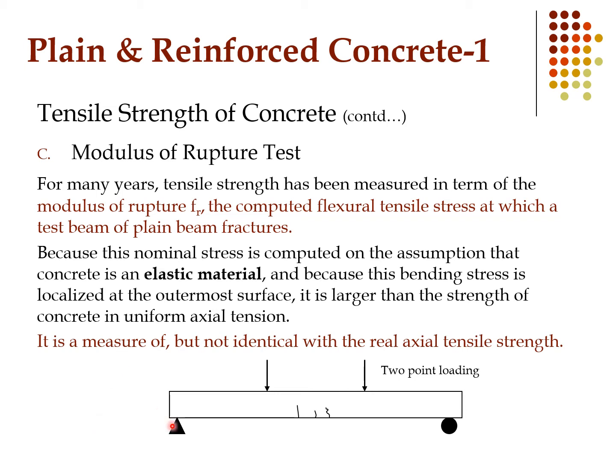It is again an indirect method of determining the tensile strength, but it is not identical with real axial tensile strength. So what we will do is cast a beam and apply four-point loading. So this is one point, second point, third point, and the support is also acting as a fourth point. Sometimes we also call it two-point loading if we are just considering this point and this point. We will apply the load and note down the load at which the crack initiates.